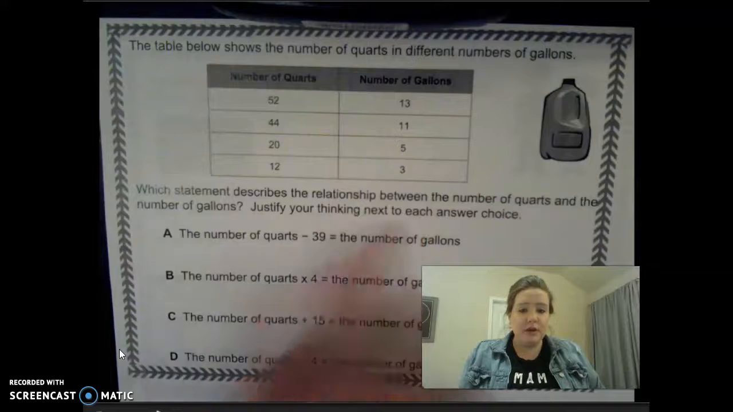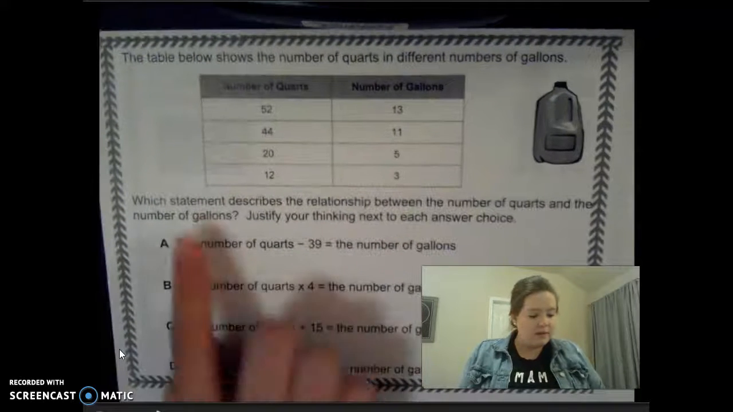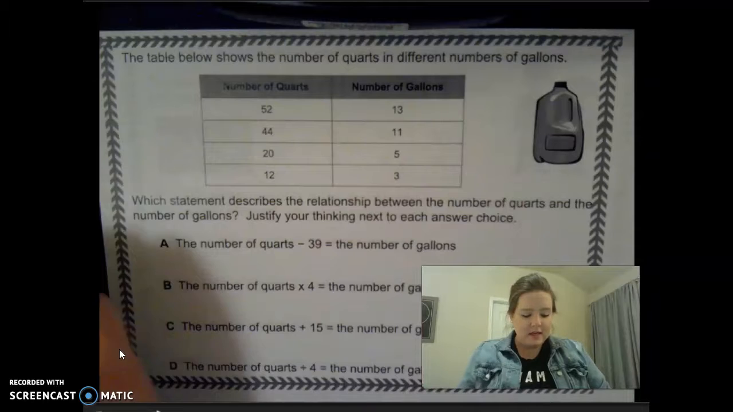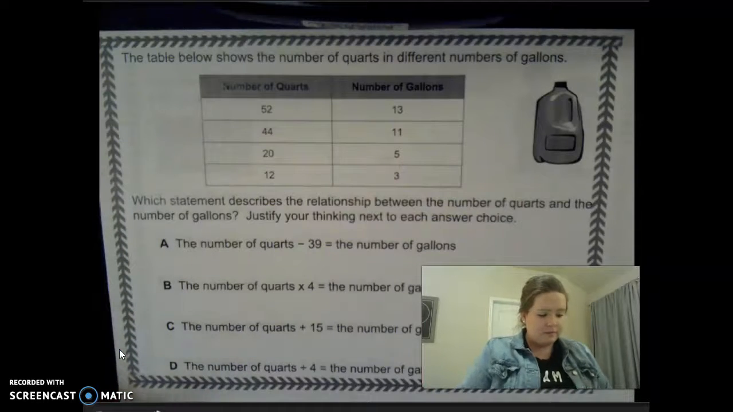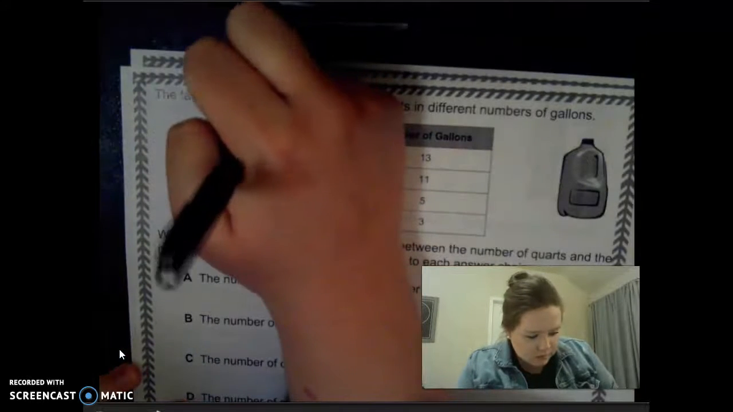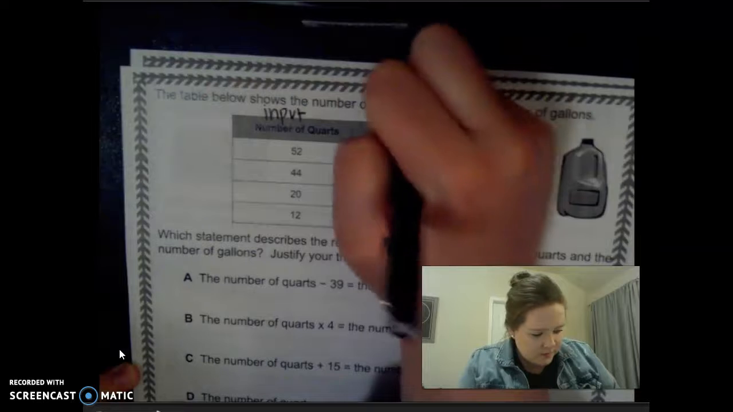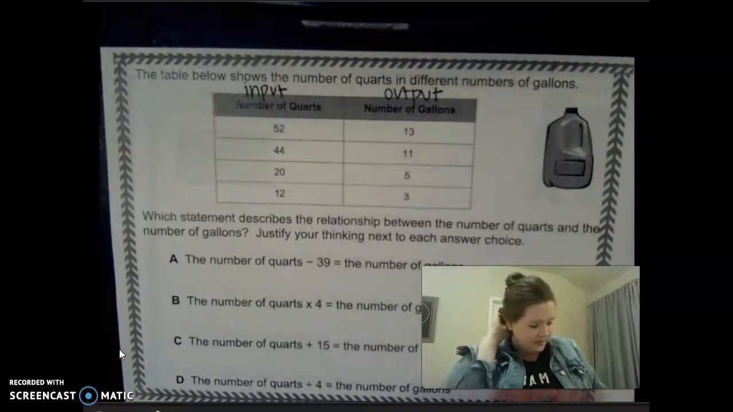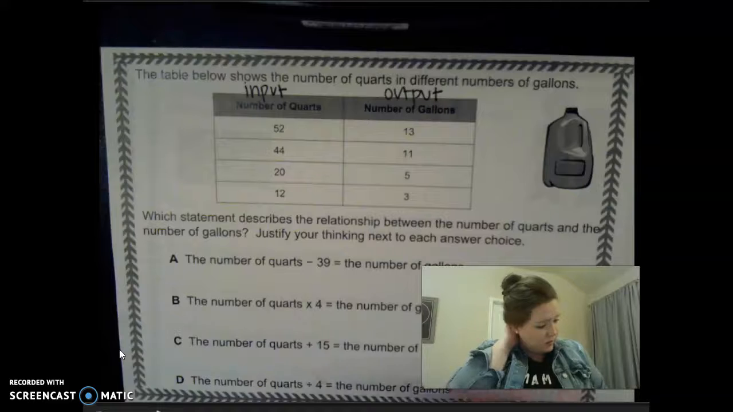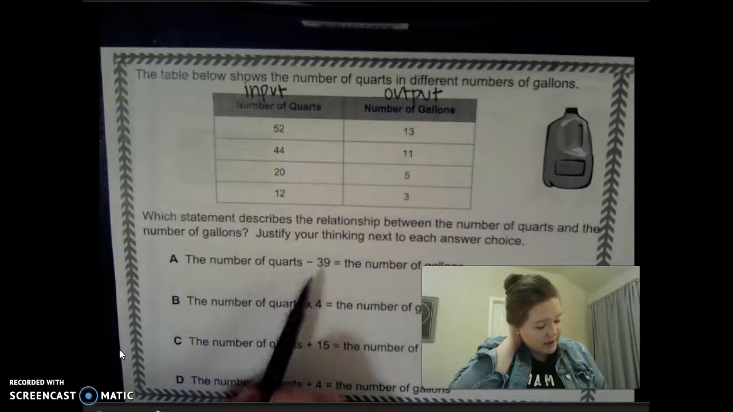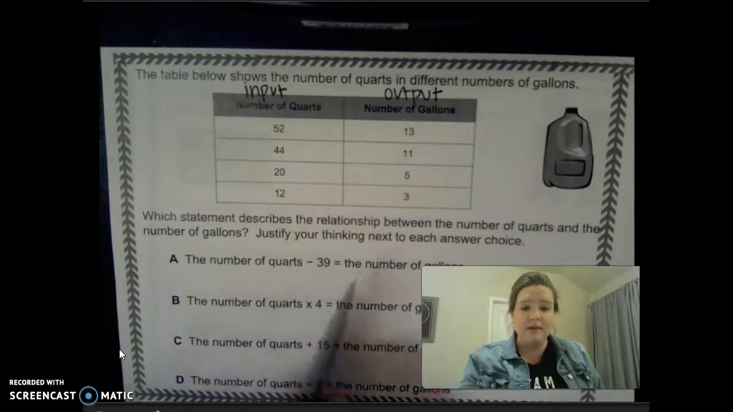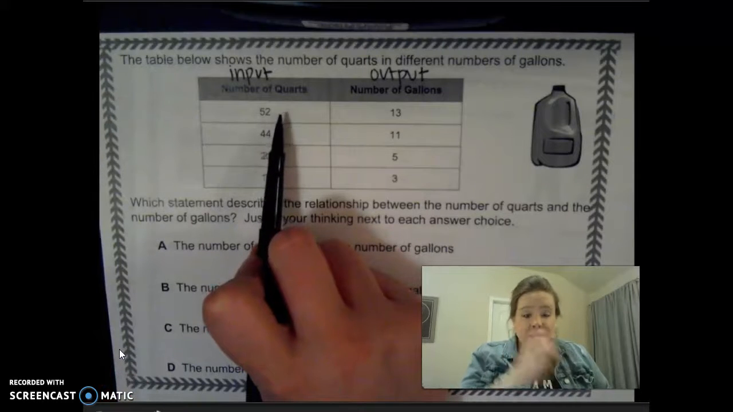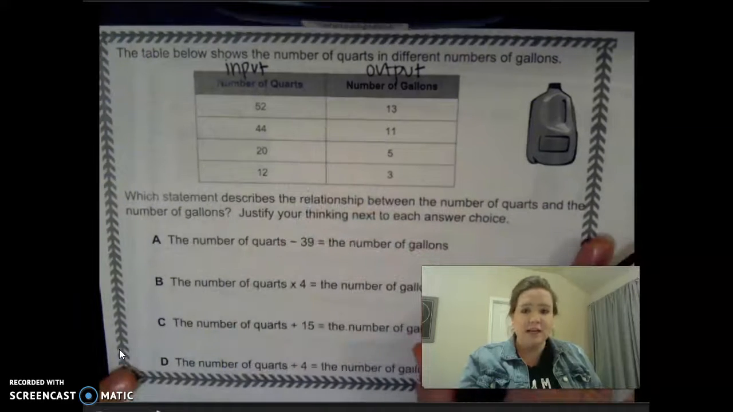Justify your thinking next to each answer choice. Okay? Which statement describes the relationship between the number of quarts to the number of gallons? So I'm going to go from my input to my output. Okay? So the number of quarts minus 39 equals the number of gallons. Well, minus 39. That means that 52 minus 39 equals 13. Let's see if that's correct.